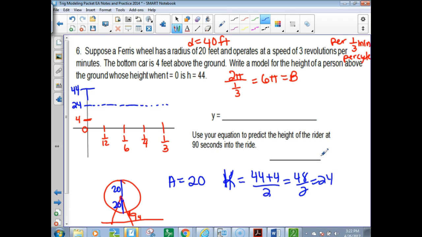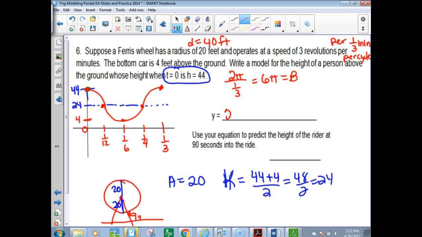It says, write a model for the height of the person above the ground, whose height when t equals 0 is 44. So they're starting here. Yep, it's the cosine. I'll put that in red. All right, back to the center line, down to the min, back to the center line, and up. Up, mid, down, get your graph, and write your equation.